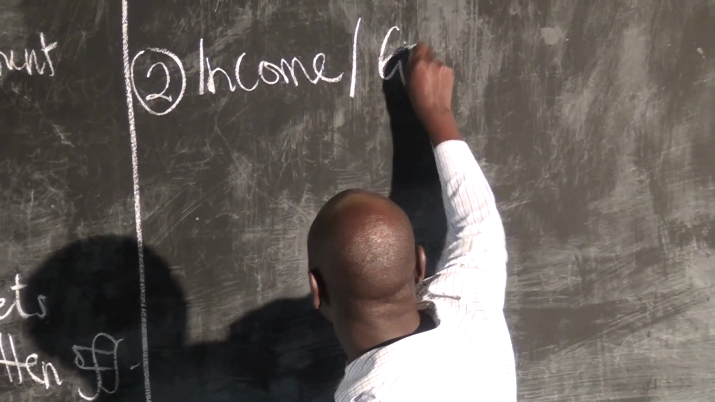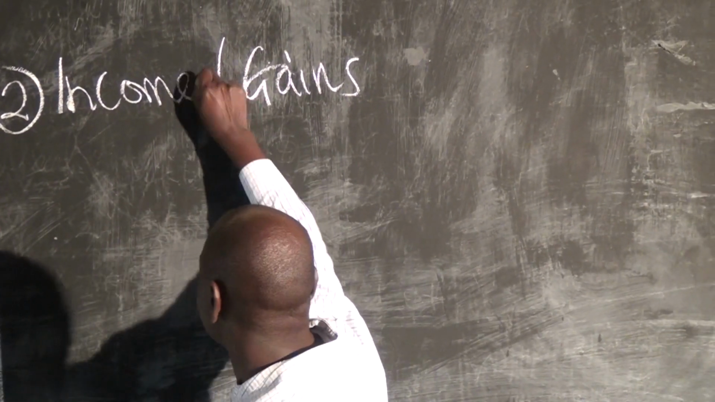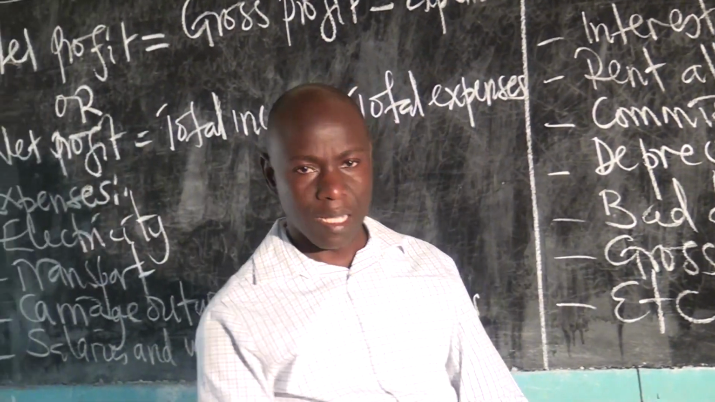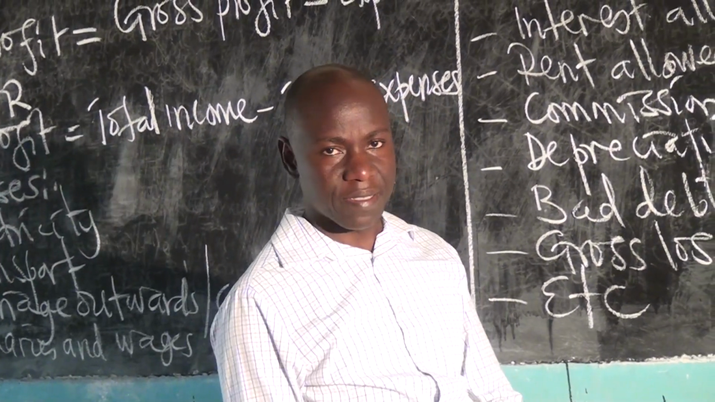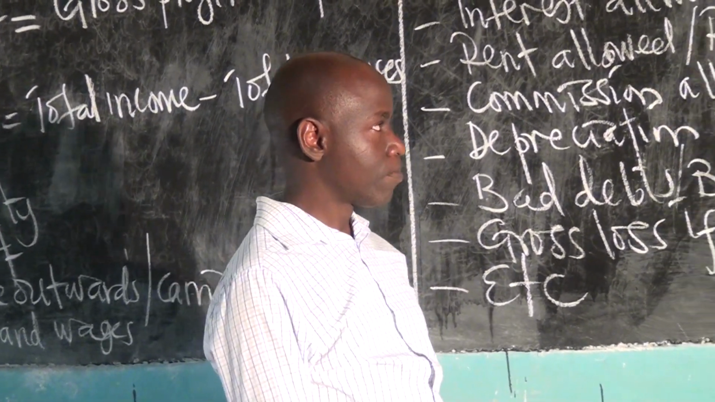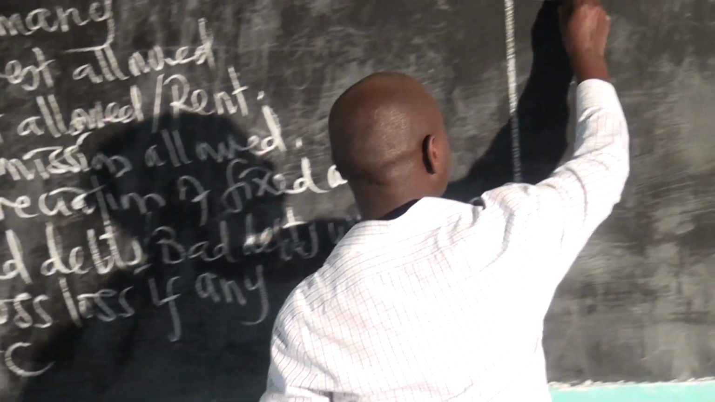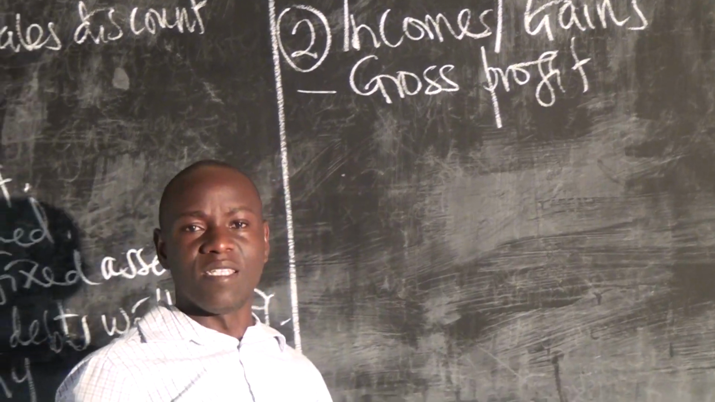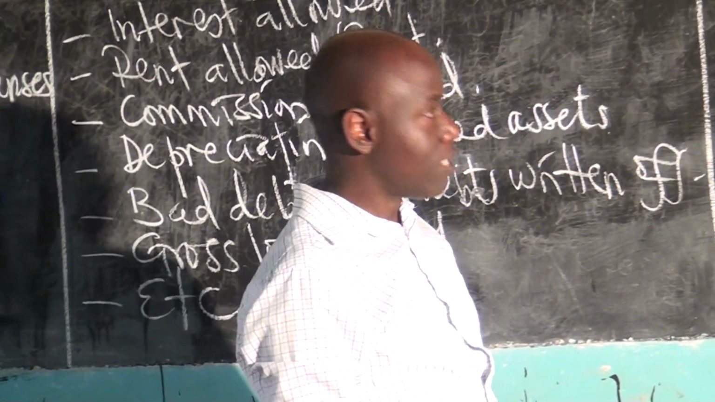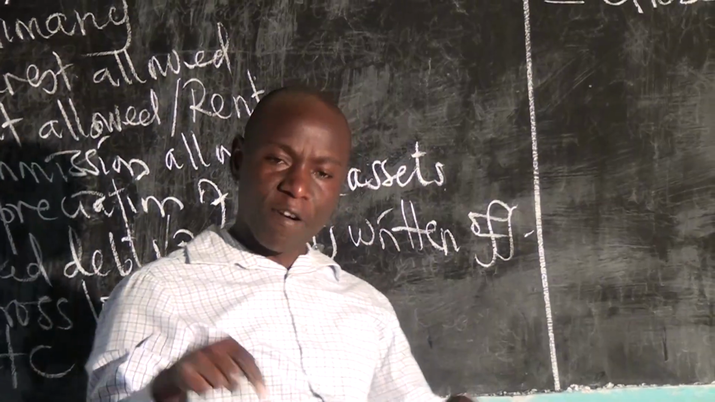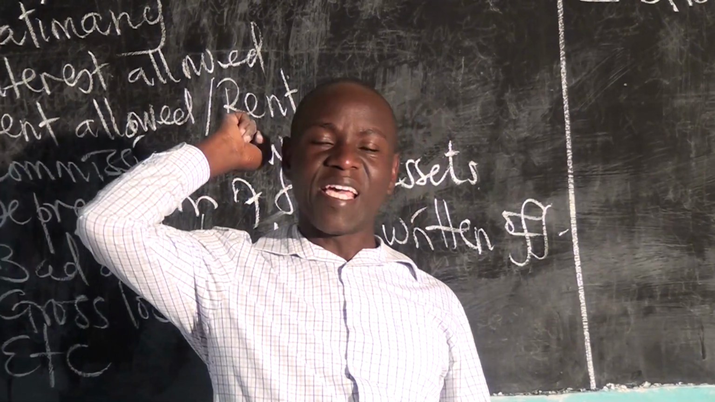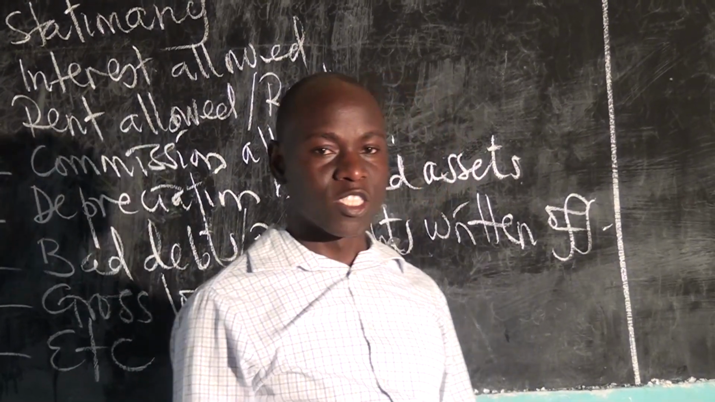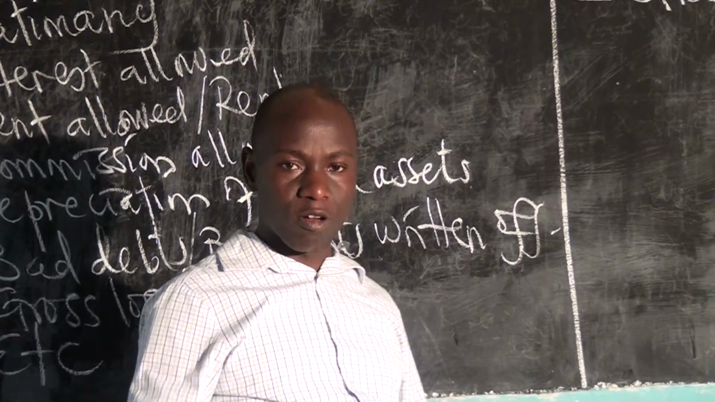Income, or business gains. The source of income to the business. The earning of the business. Where the business gets money from. The business gets money from what we call gross profit. Gross profit is a very good example of a business income. So when we are preparing the profit and loss account, we go to the trading account and get that gross profit. In accounting, we call that one gross profit brought down.